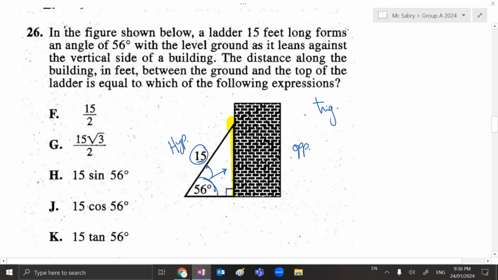So then I'll think, what has the opposite along with the hypotenuse? It's the sine. So I'll write the sine of 56 equals the opposite, which is the one that I don't know, so I'll put x, over the hypotenuse, which is 15. If I'm trying to find x, I should move the 15 to the other side by multiplication. So it will become 15 times sine 56. When you look at the choices, it's right there, 15 sine 56. Any questions?